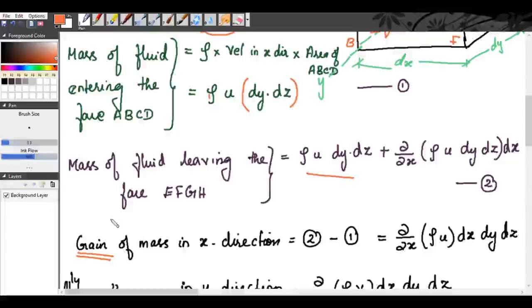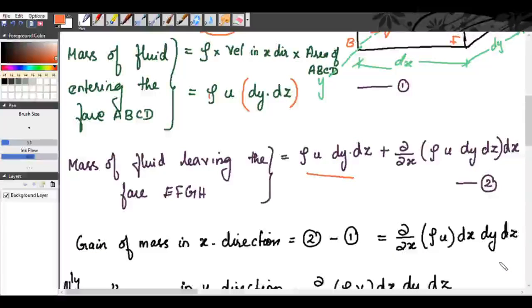So that will be equal to 2 minus 1. When you subtract 2 minus 1, these both will get cancelled. The only thing remaining is ∂/∂x of (ρu) dy dz dx. So this is the gain of mass in x direction.